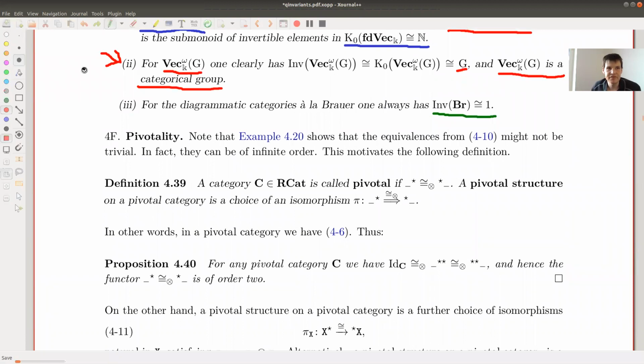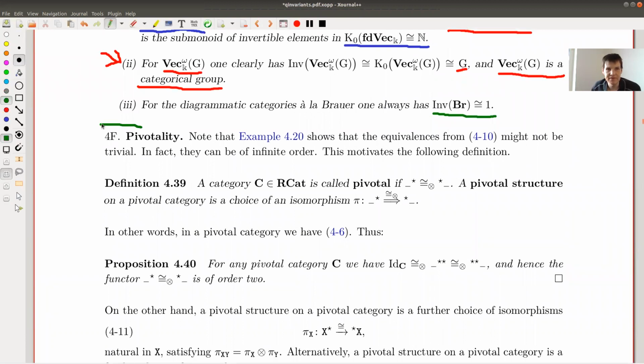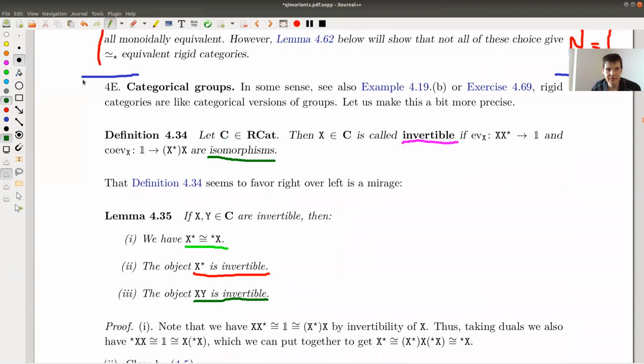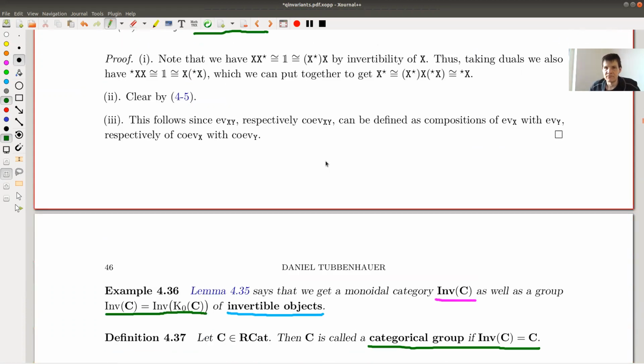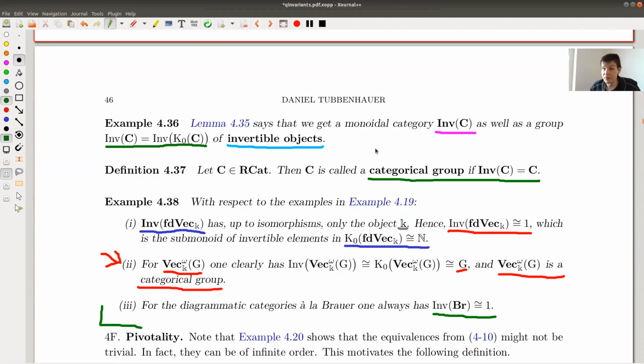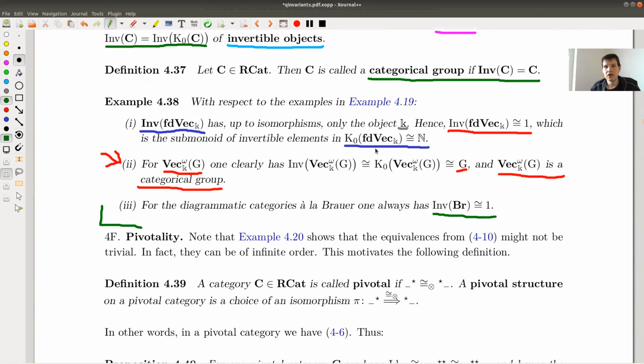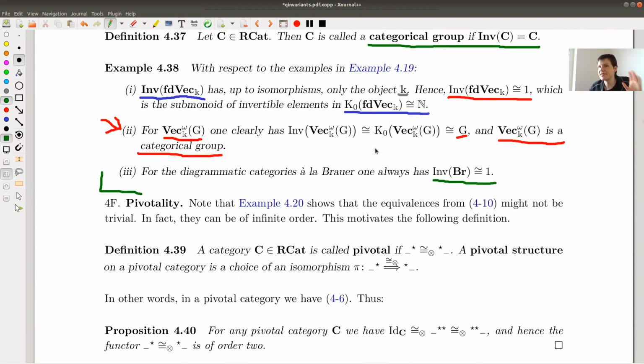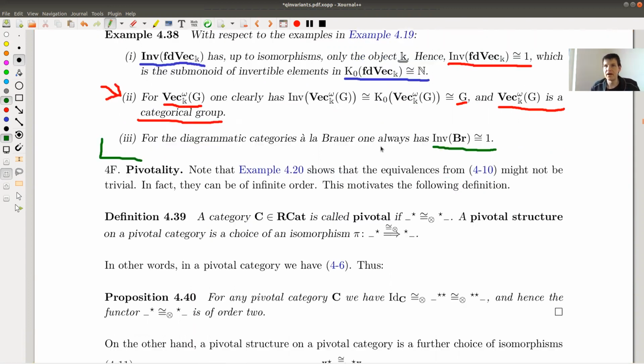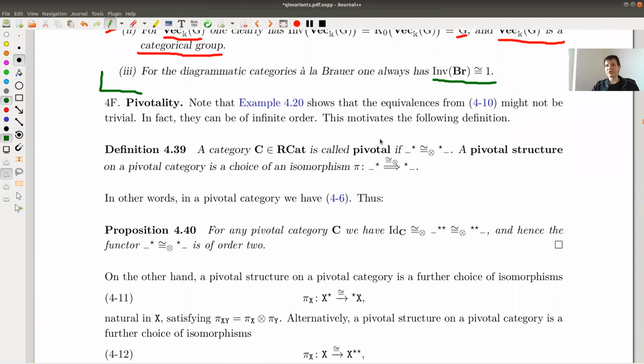Okay. This was just a short interlude. Categorical groups generalize these G-graded vector spaces. There's a certain subcategory of invertible objects, and if all objects are invertible, you have a categorical group. Okay, but this was just a short interlude. It's nice to know. You can play around with it a little bit more, but my real goal is to get rid of left and right nonsense, and that's what I want to finish with.